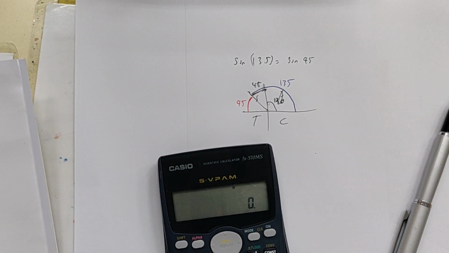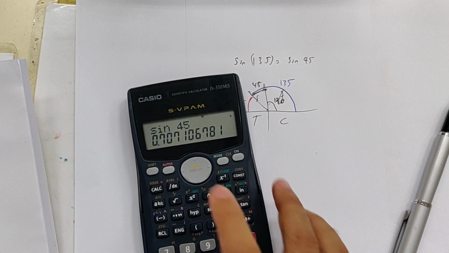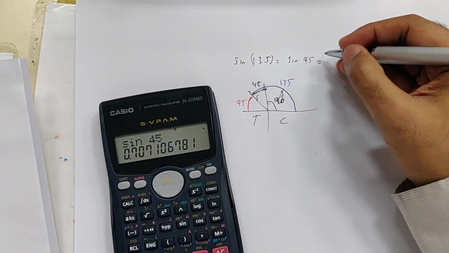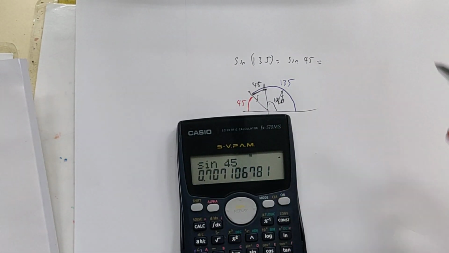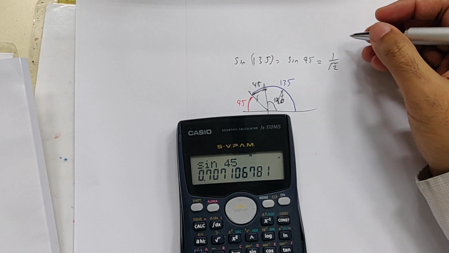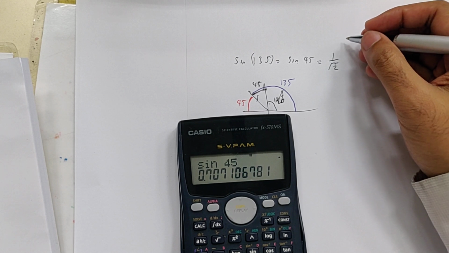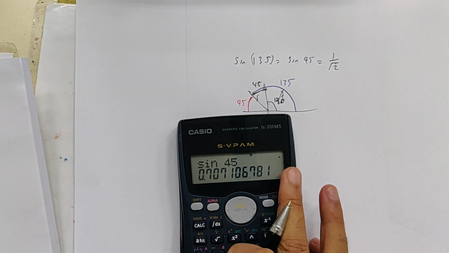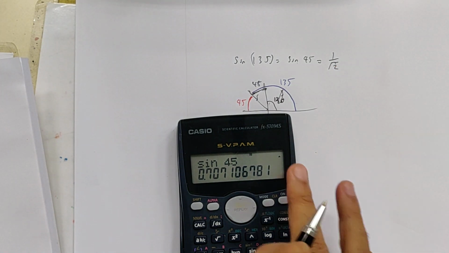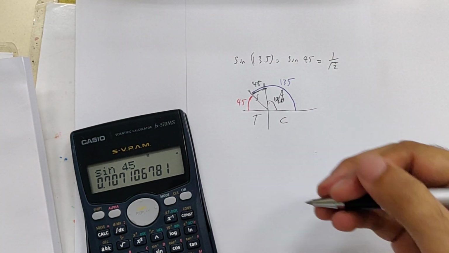You may press your calculator if you forget. I think it's 1/2. Yeah, 0.7. One over root 2. Root 2 over 2 is equal to 1 over root 2. Normally you want to start with this, and after that only you change back to normal, especially when you go to proof questions.